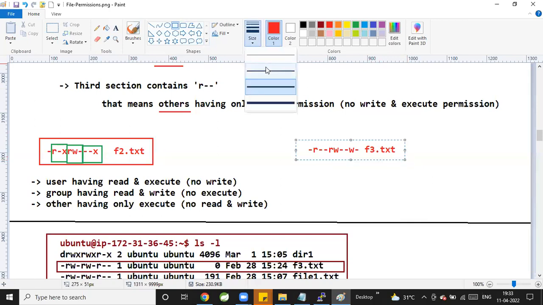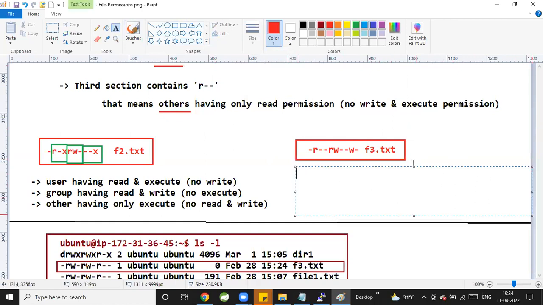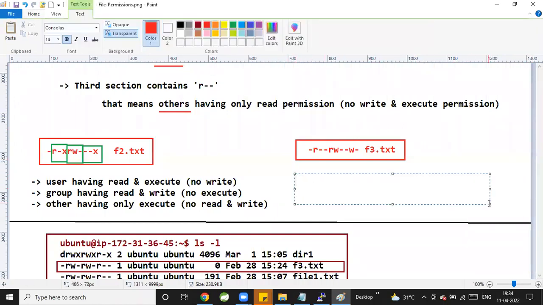Who is having which permission on the f3.txt? You guys tell me that. Write it in a single message. User, what permissions are there? Group, what permissions are there? Others, what permissions are there? Come on, fast. Please involve in the session.